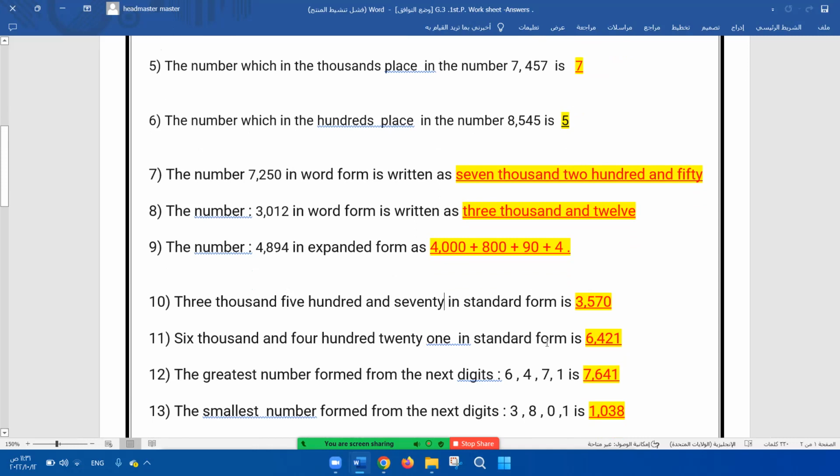Question 11, 6,421 in standard form. We write 6 in thousands, then 4 in hundreds, then 21, easy, we write 2 and 1, like that. So 6, 4, 2, and 1.